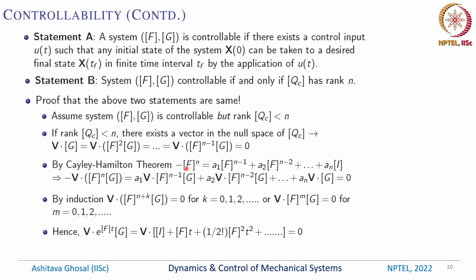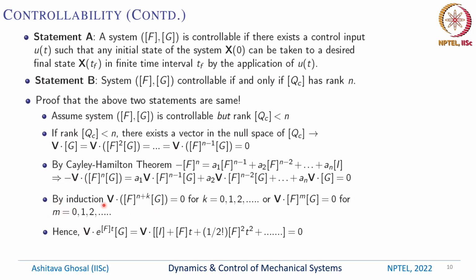So what have we done? We are using this result from Cayley-Hamilton theorem. We are multiplying by V dot F to the power n G, and then we substitute all these things and you'll get a1 into V dot F to the power n minus 1 G plus a2 into V dot F to the power n minus 2 into G and so on, all the way to an into V dot G, equal to 0. So in this equation, on the right-hand side you multiply by G and on the left-hand side you do V dot. That's all we are doing.